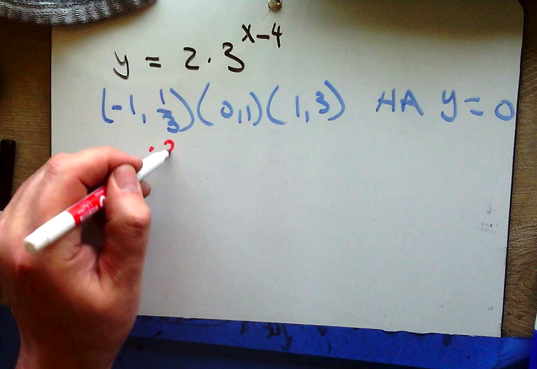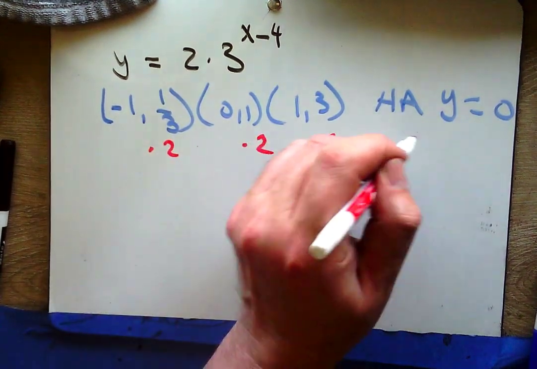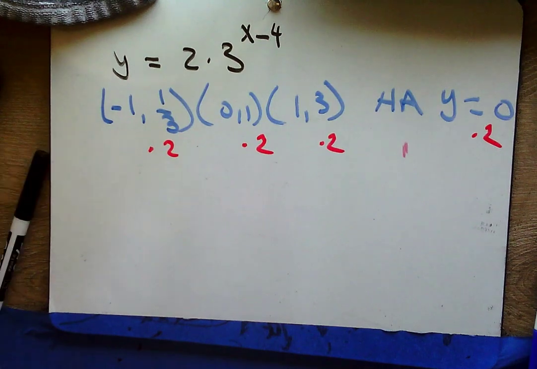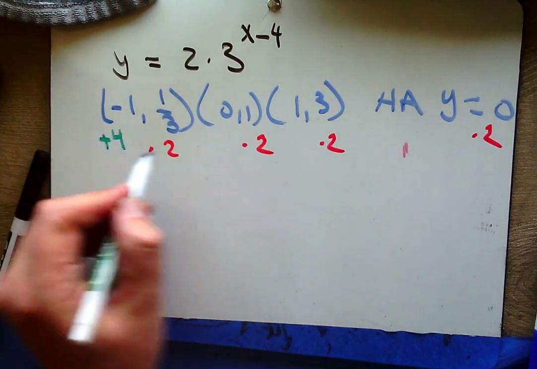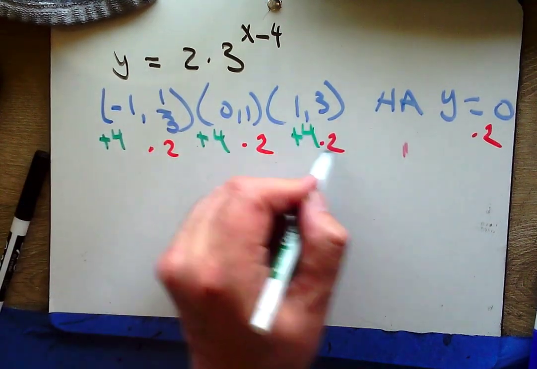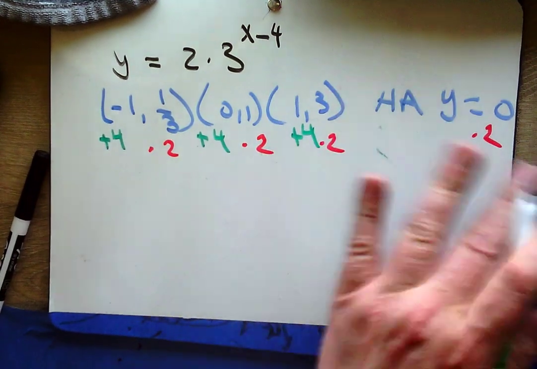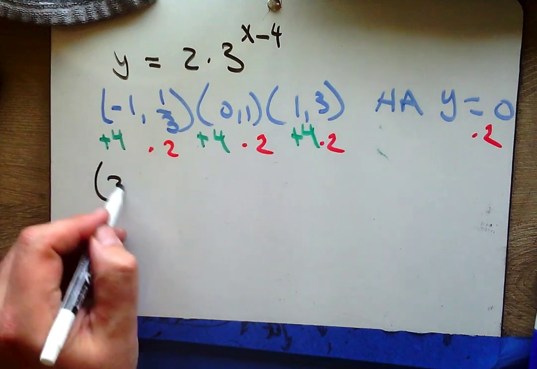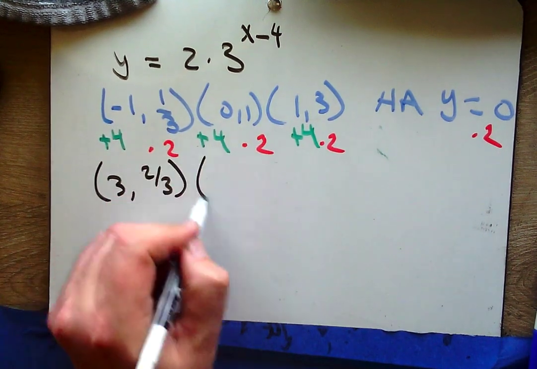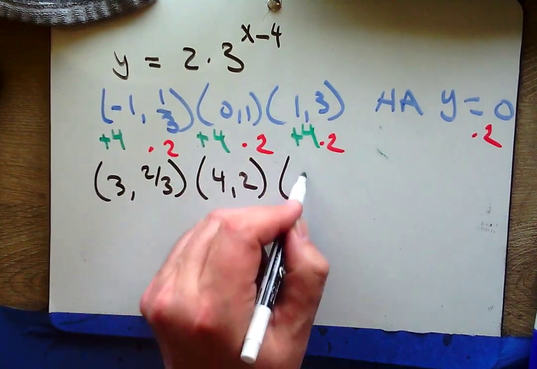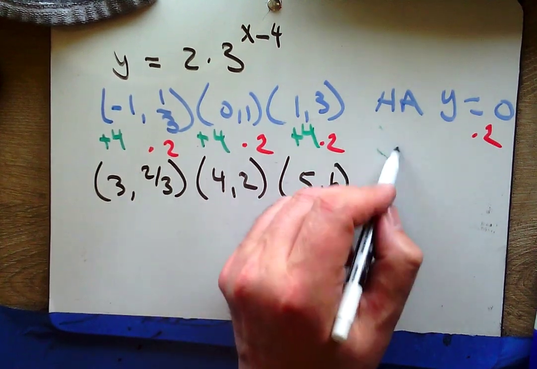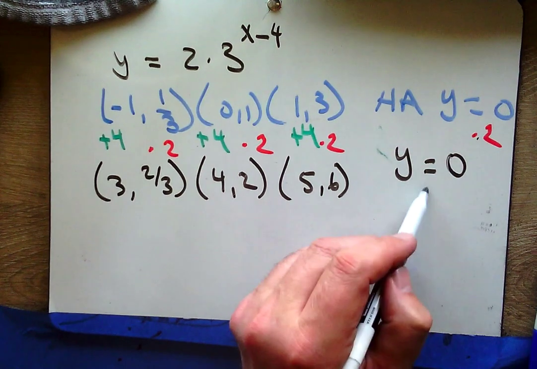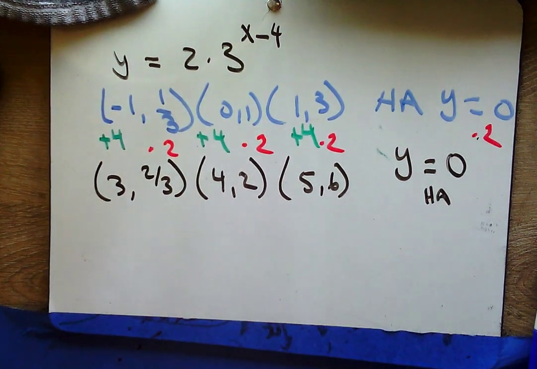Outside the function, I see I'm multiplying all the y's by 2. And inside the function, I'm adding 4. Oh, I don't have any x's. So then I end up with 3 2/3, 4, 2, 5, 6, and y equals, well, 0 times 2 is still 0 for a horizontal asymptote.